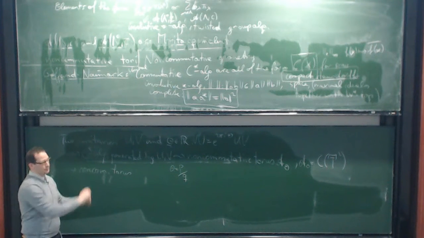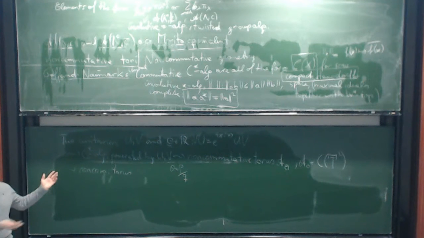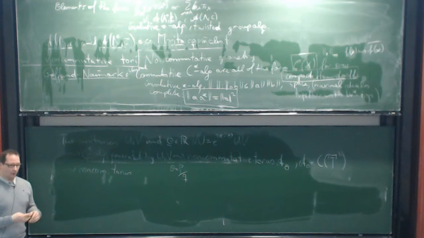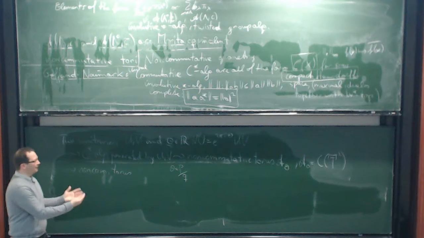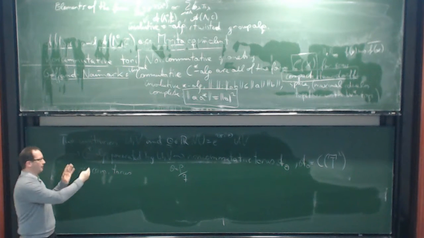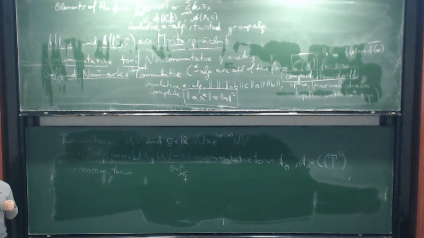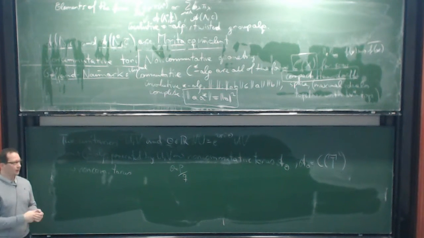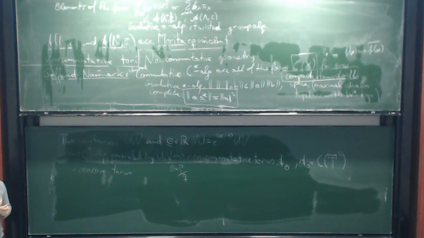You look at the C-star algebra, and the idea is to get some concrete objects and to understand what these objects do. The space, the algebra.